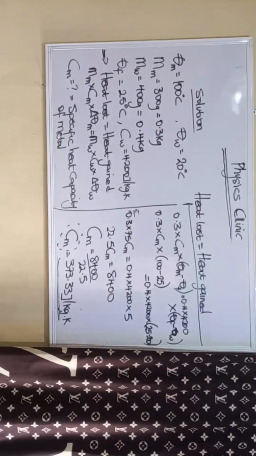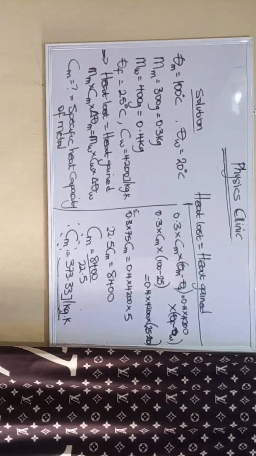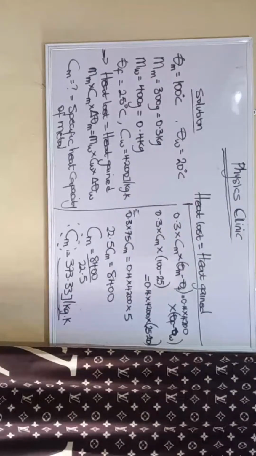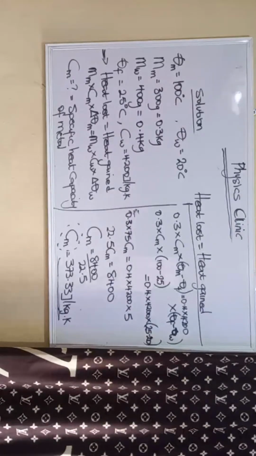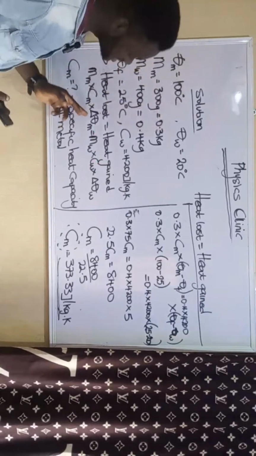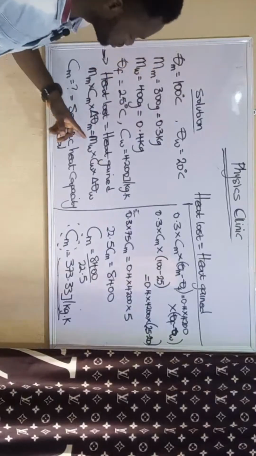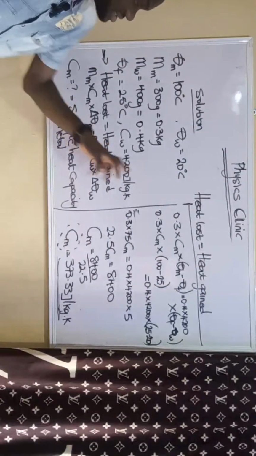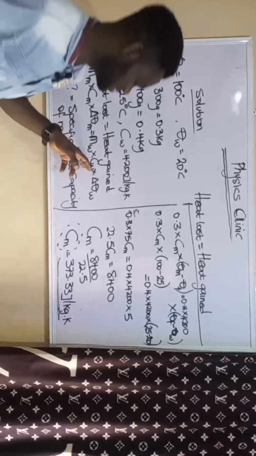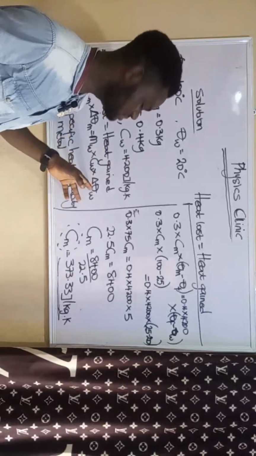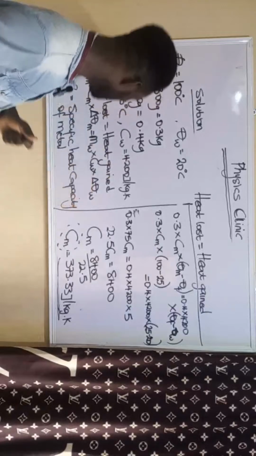mc delta theta. So if the metal is losing heat, the mass of the metal times the specific heat capacity of the metal times the temperature change that the metal undergoes, that is delta theta m, is equal to the mass of water, the body that gains it, times the specific heat capacity of water times the temperature change that water undergoes.